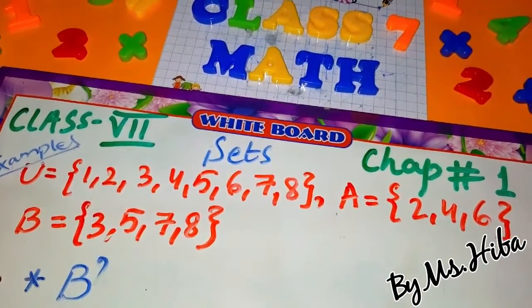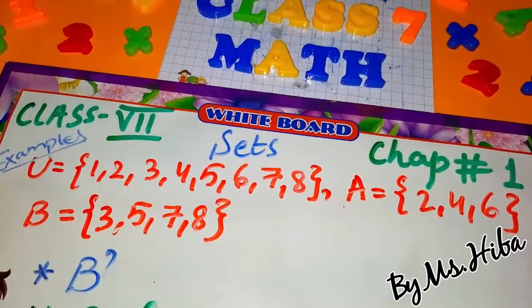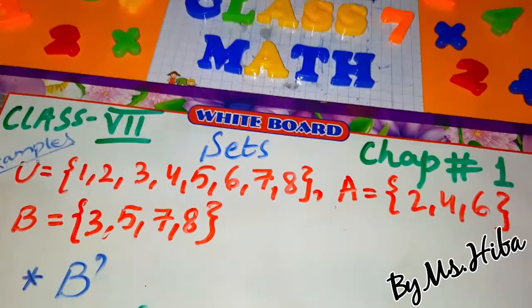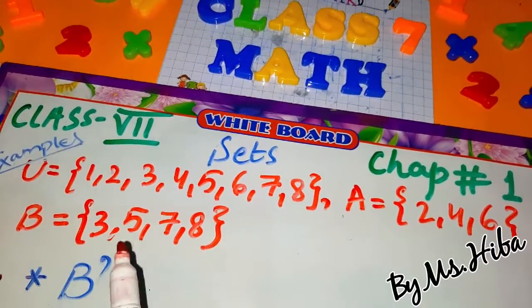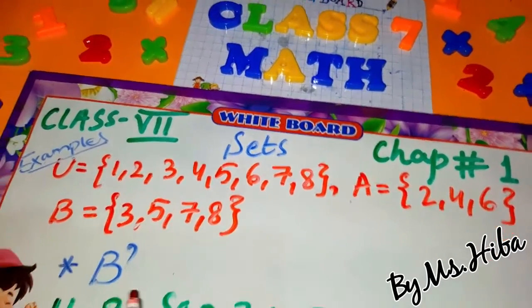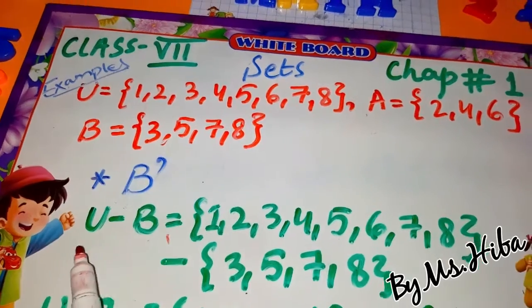Now we are going to find B complement for the same sets which we took previously. So for the complement we require the universal set.